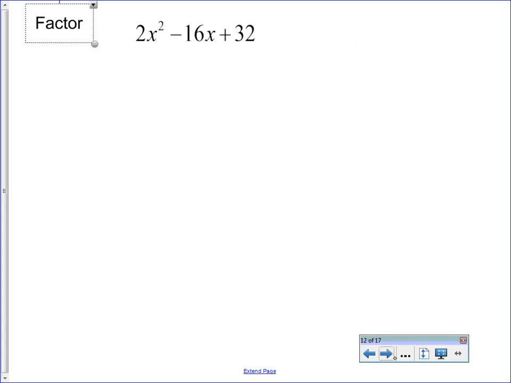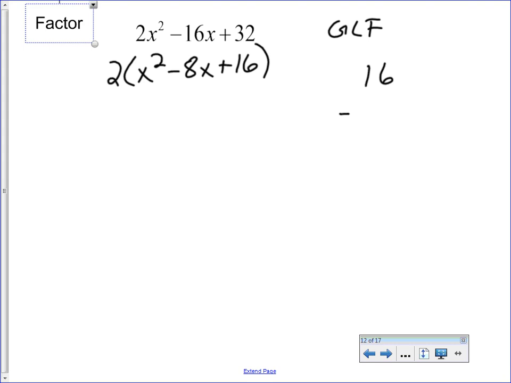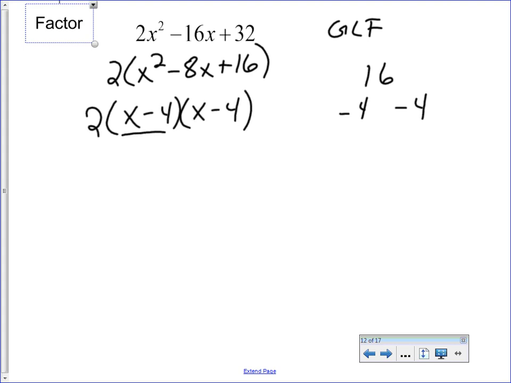All right, this one looks a little challenging. But remember, always pull out the greatest common factor first. So I can pull out a 2, and I'll end up with x squared minus 8x plus 16. So now I need 2 numbers that multiply together to give me positive 16 that add up to -8. And those 2 numbers are -4 and -4. So I end up with 2 times x minus 4 times x minus 4. But what we'll notice is this and this are the same, so we really should write this as 2 times x minus 4 squared.